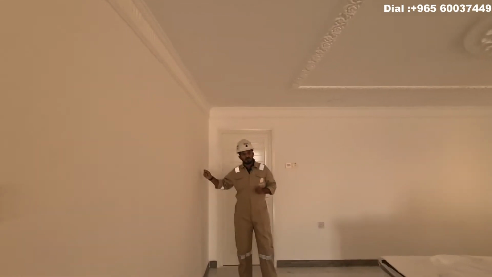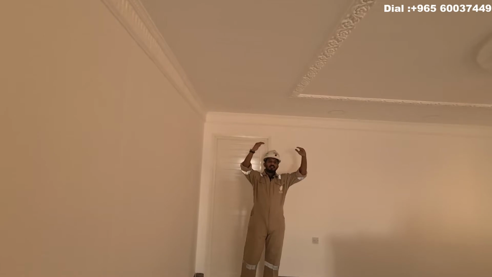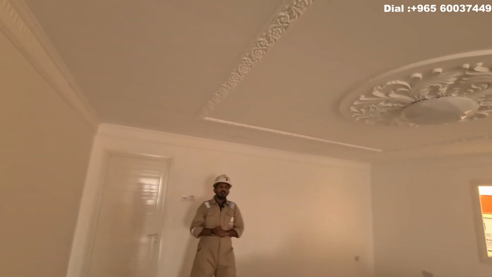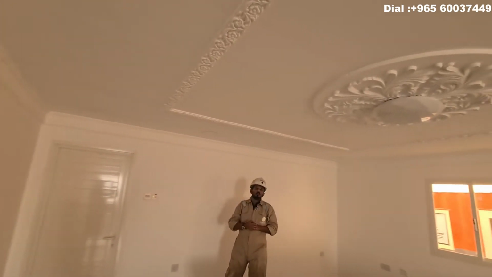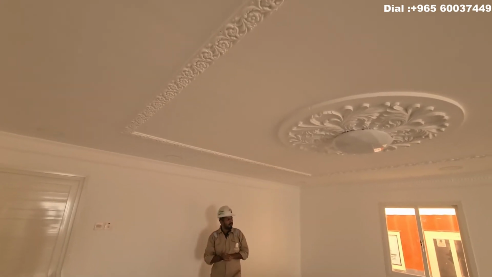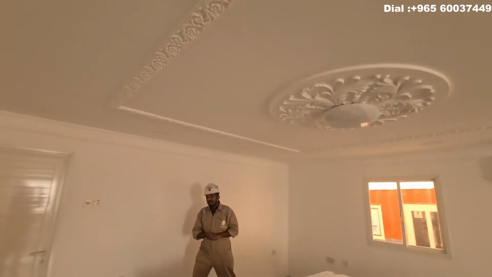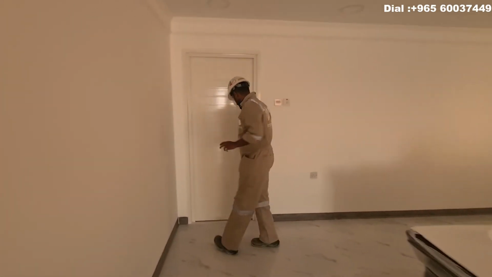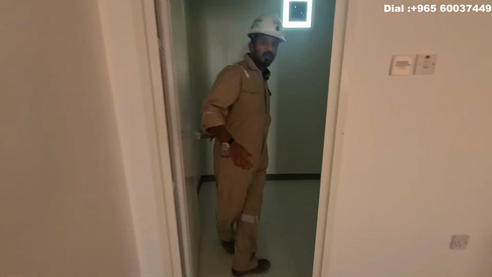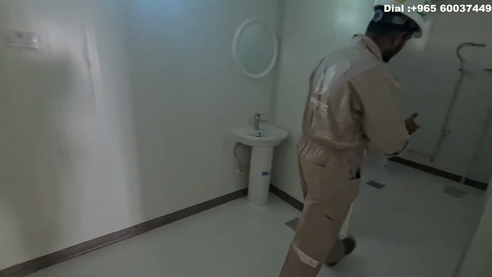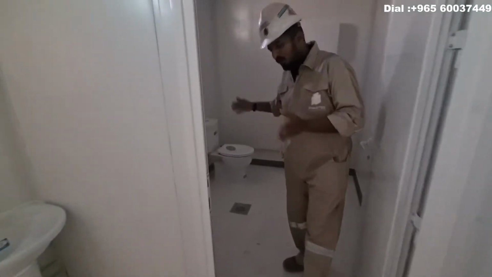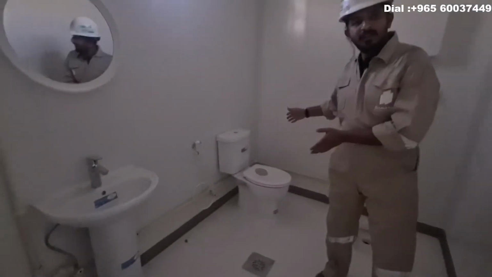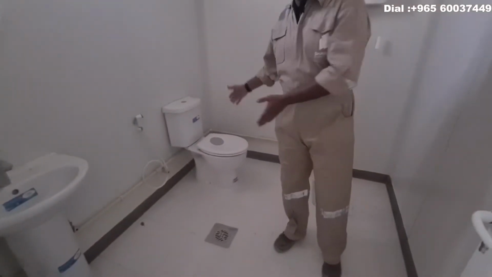we cladded with gypsum board, 12 mm gypsum board, and we paint. And the ceiling what we have done, we did the same gypsum board with some decorative type gypsum board. And this room has one attached toilet also. In these toilets both types are available, Indian, Arabian and European both types of toilets are available.